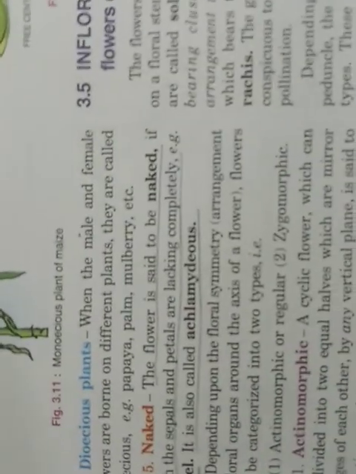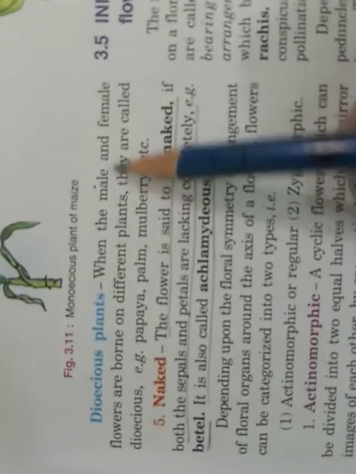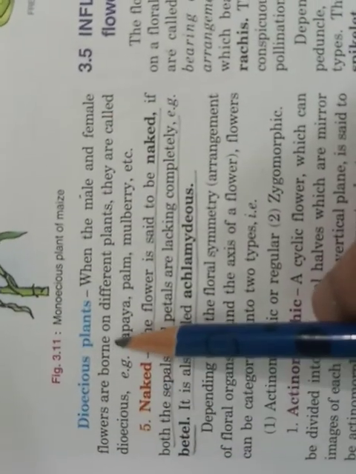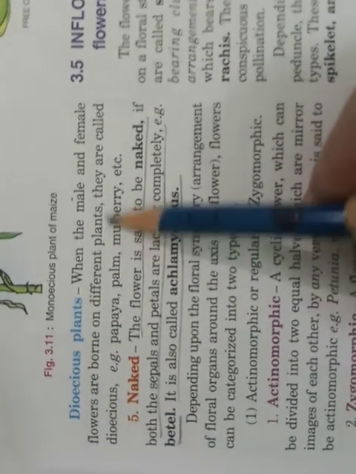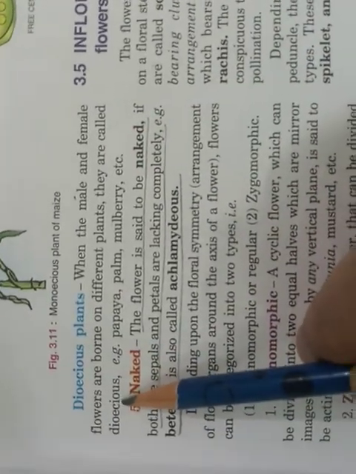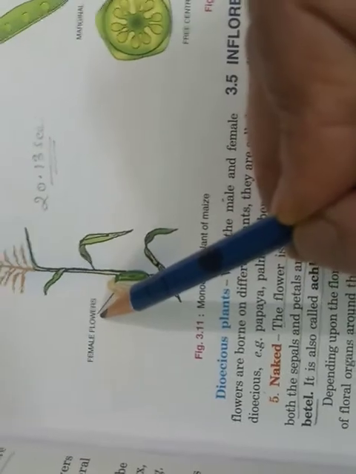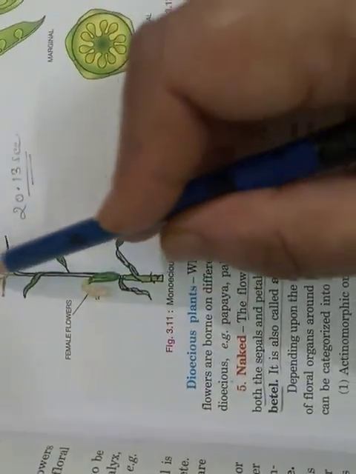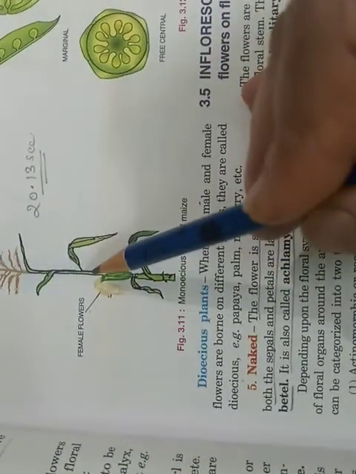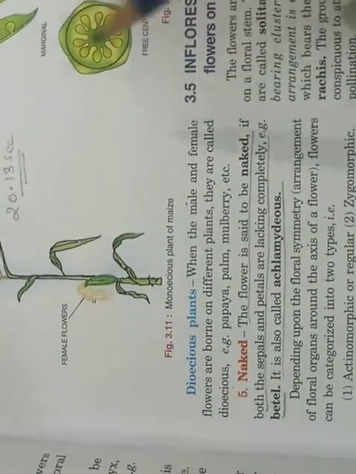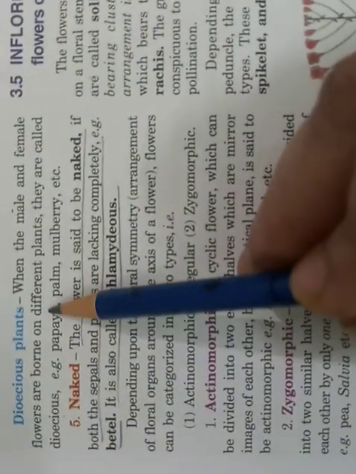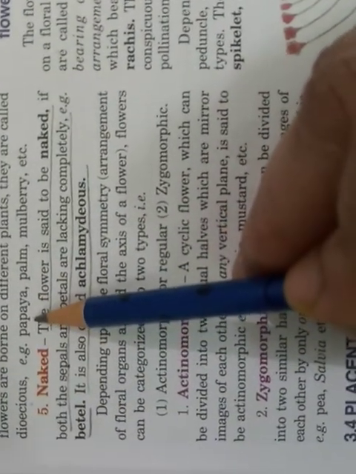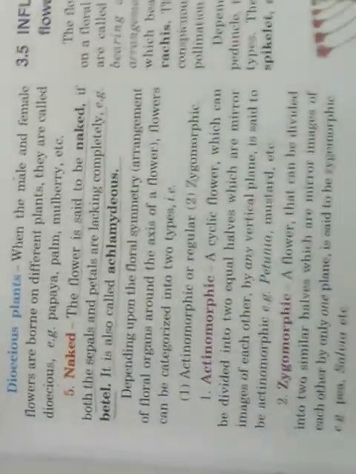Now the dioecious plants. When the male and female flowers are borne on different plants, they are called dioecious plants. In monoecious plants, male and female flowers are borne on the same plant. But in dioecious plants, one plant has only male flowers, and another plant has only female flowers. Such plants are known as dioecious plants. Examples are papaya, palm, mulberry.